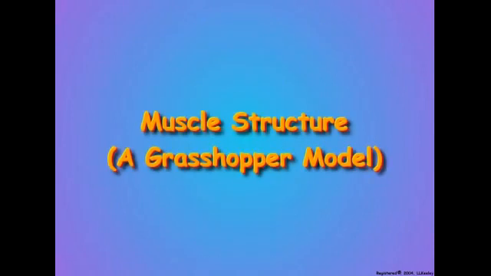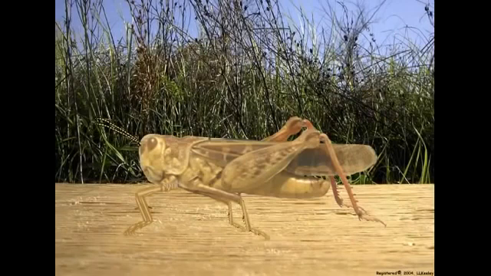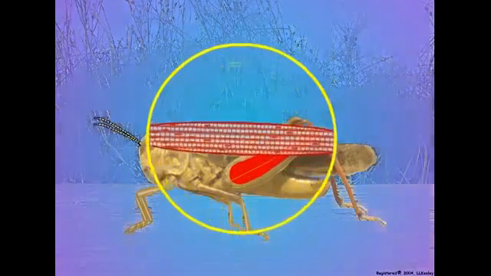This animation will describe the structure and contraction of striated muscles. All insect muscles are striated. Unlike vertebrates, insects do not have smooth muscles. The grasshopper femoral jumping muscle will illustrate the general structure of striated muscles.